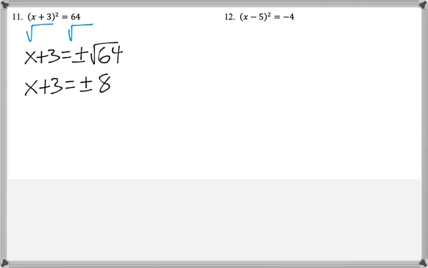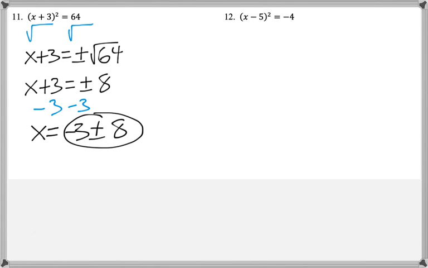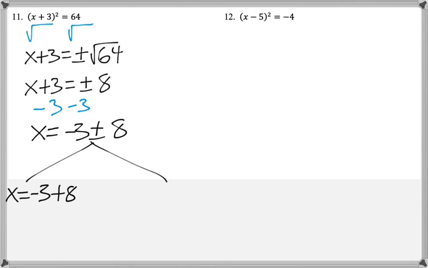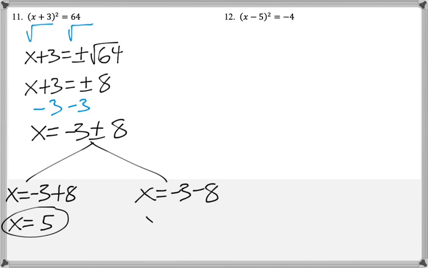And then I want to get x by itself, so I'm going to subtract 3 from both sides. Now, because there's no radicals, these two numbers can actually be combined. So x is going to be equal to negative 3 plus 8 and negative 3 minus 8. So x is equal to 5 and x is equal to negative 11.